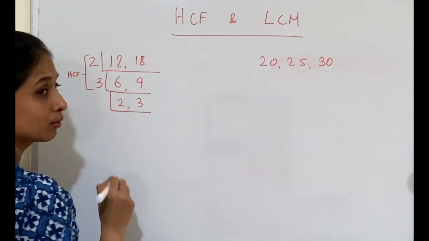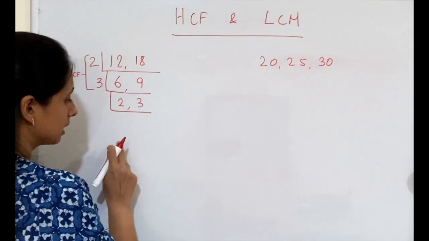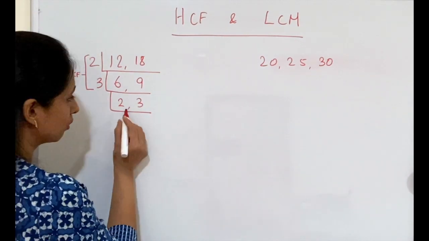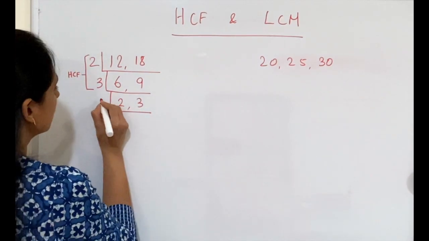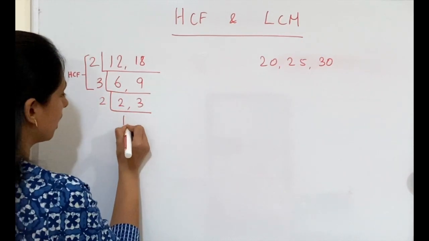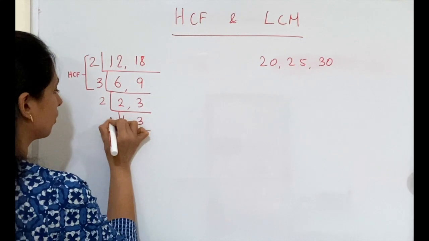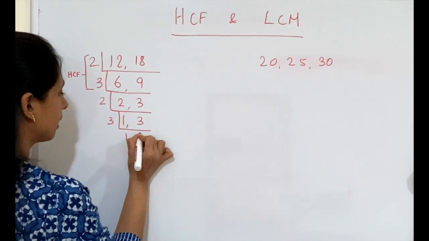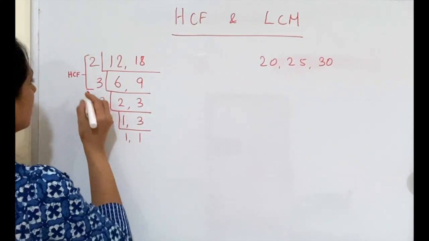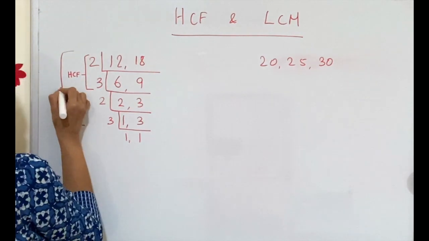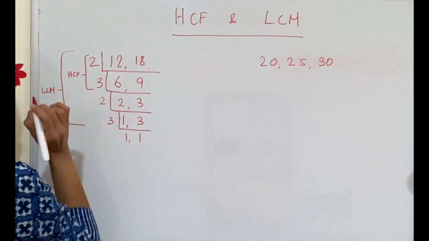I will continue. For LCM, what was the rule? Till I see 1 and 1, I will keep dividing, even if I don't have a common factor for both, right? So I will divide 1. I will write 3 as it is. Okay, 3, 1 and 1, right? So from here till here, this will be the LCM.